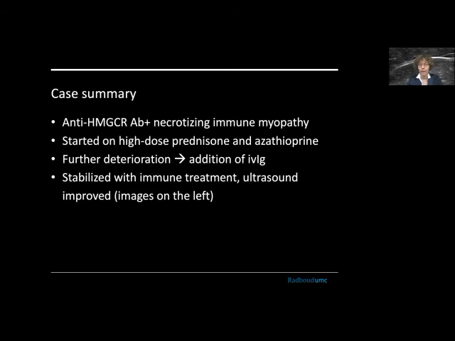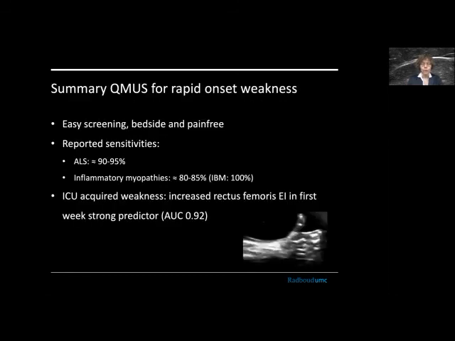So she was started on high dose steroids, azathioprine was added immediately, but she still deteriorated further. So we had to add intravenous gamma globulins. And then she stabilized, and a year later, she was almost back to normal. And actually the normal images I've shown you here on the left side of the slides, they were from her in the follow-up phase.